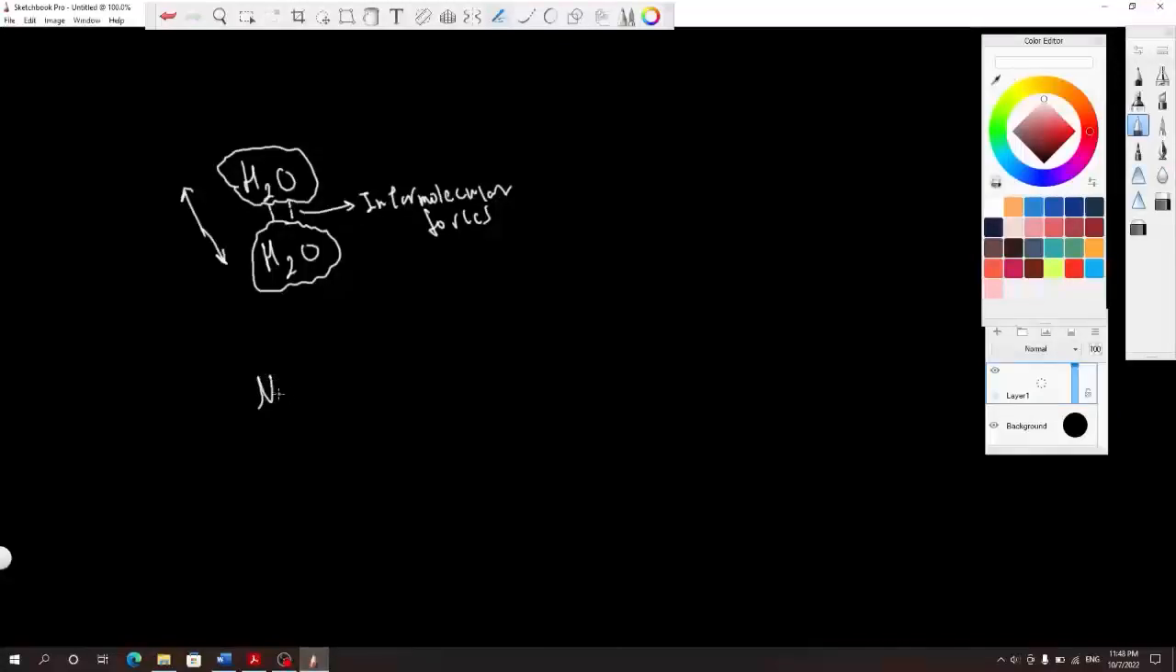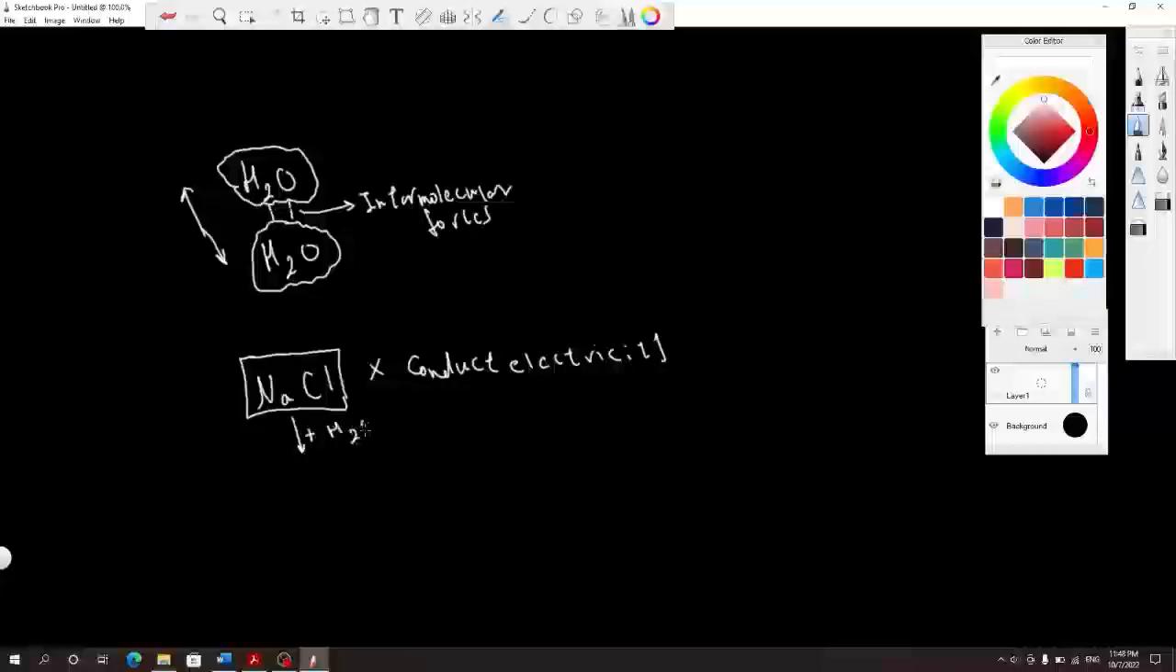Here we have NaCl, our table salt. In its solid form as an ionic compound, it does not conduct electricity. If we add water to it and make a solution of NaCl and water, here's what happens.